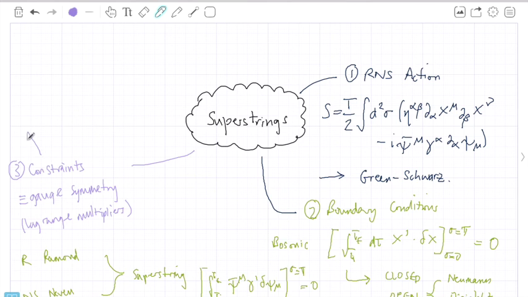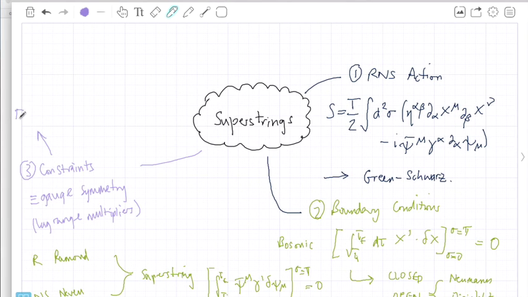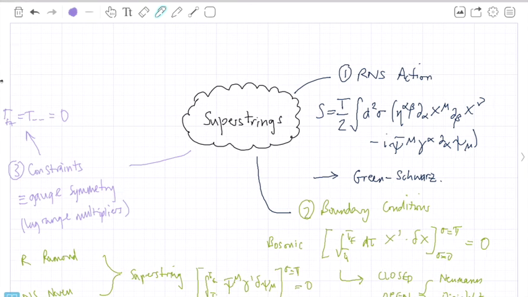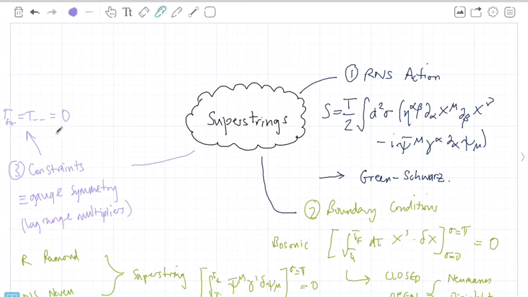In the case of the superstring, there are two classes of constraints. First, the familiar constraint on T++ and T minus, the components of the stress tensor in light cone coordinates, must vanish. And secondly, a similar constraint on J++ and J minus, where J is the worldsheet supersymmetry current. These must be taken into account to obtain a well-defined spectrum without negative norm states when we quantize.